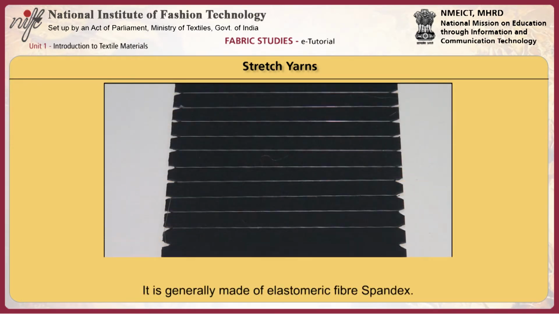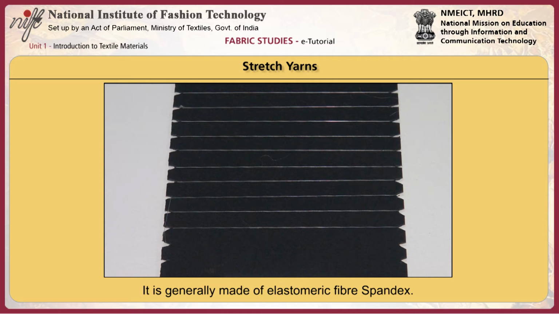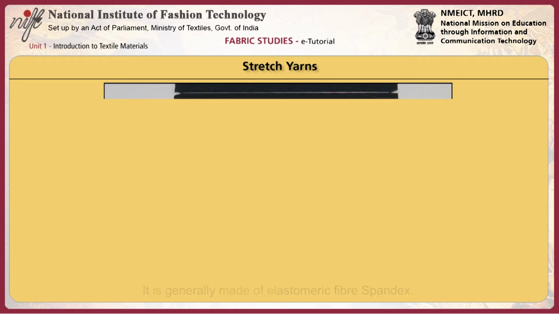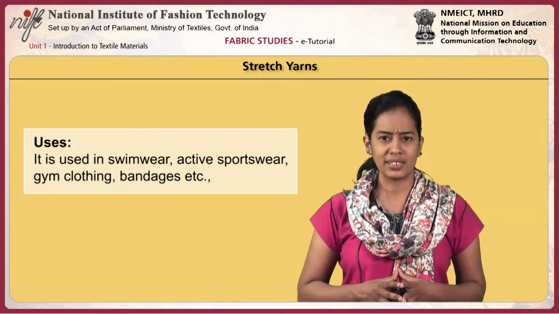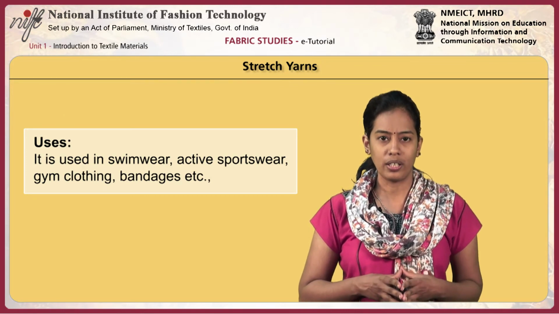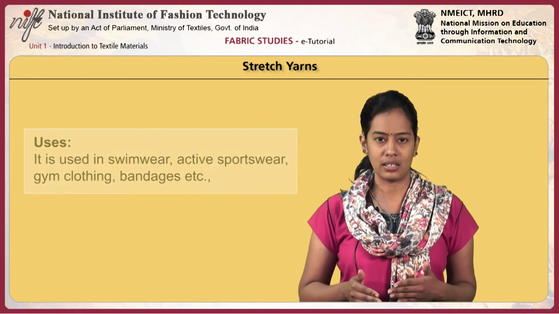Yarns that have the capability of stretching are called stretch yarn. It is generally made of elastomeric fiber spandex. They stretch to an extent of 300 to 500% of their original length. They may be used either to increase comfort in the garment or in garments where holding power is required. Major applications of stretch yarns include swimwear, active sportswear, gym clothing, bandages, etc.